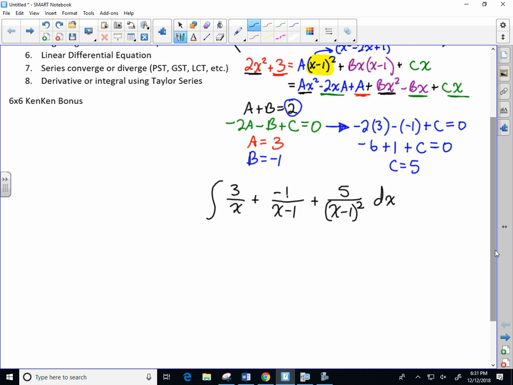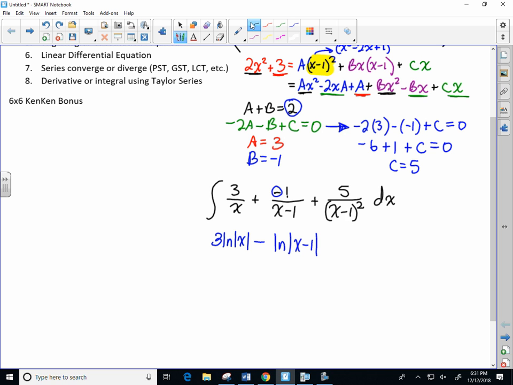All right. So I have to integrate. First two are going to be easy enough. First one's 3 times the natural log of x. The second one, I'll just carry this negative 1 out. Negative ln of x minus 1.